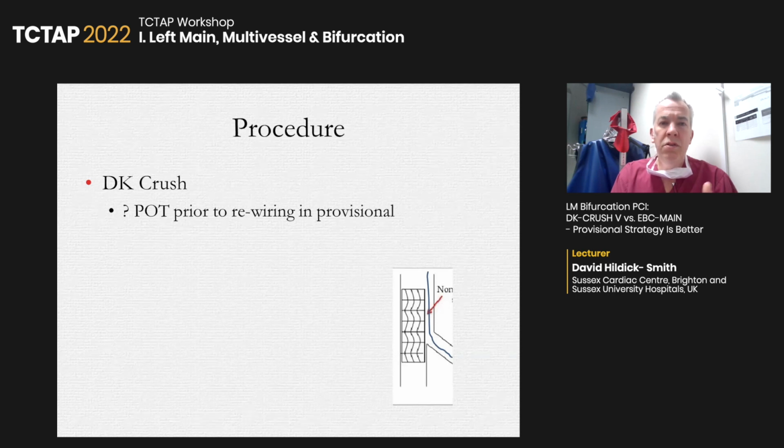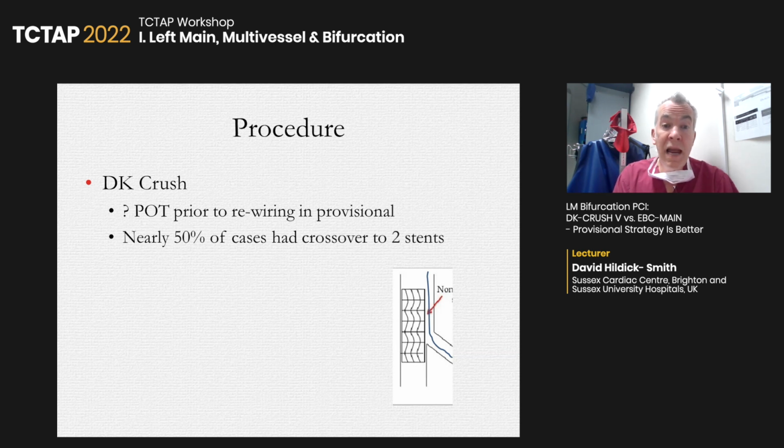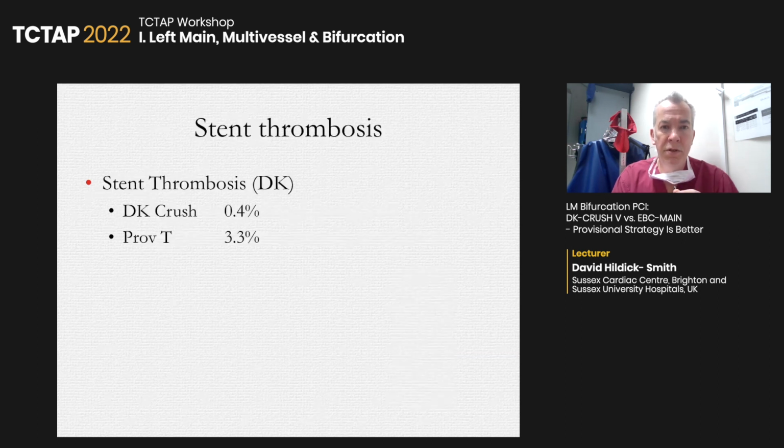If we look at the 2 key studies on this, EBC MAIN on the one hand, DK CRUSH-V on the other. In the DK CRUSH trial, the POT prior to rewiring did not seem to be routinely required as far as I could read from the protocol. And in that setting, there is an opportunity to pass a wire outside the stent. Nearly 50% of cases had crossover to 2 stents in this study. So this was not perhaps a very surprising result, that it was difficult to analyze between the 2 studies.